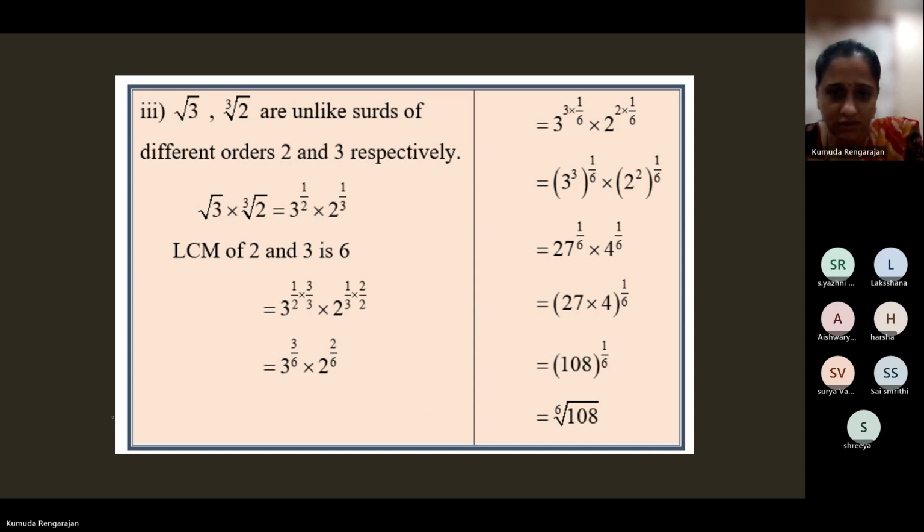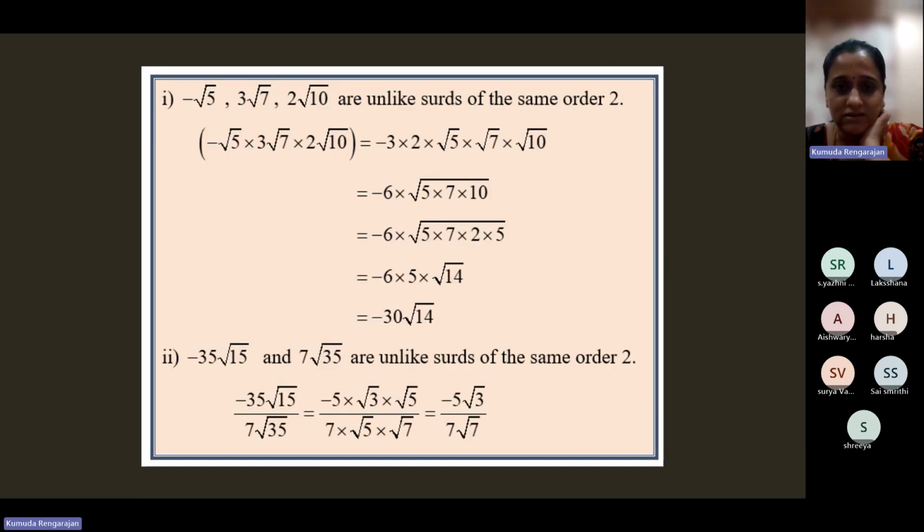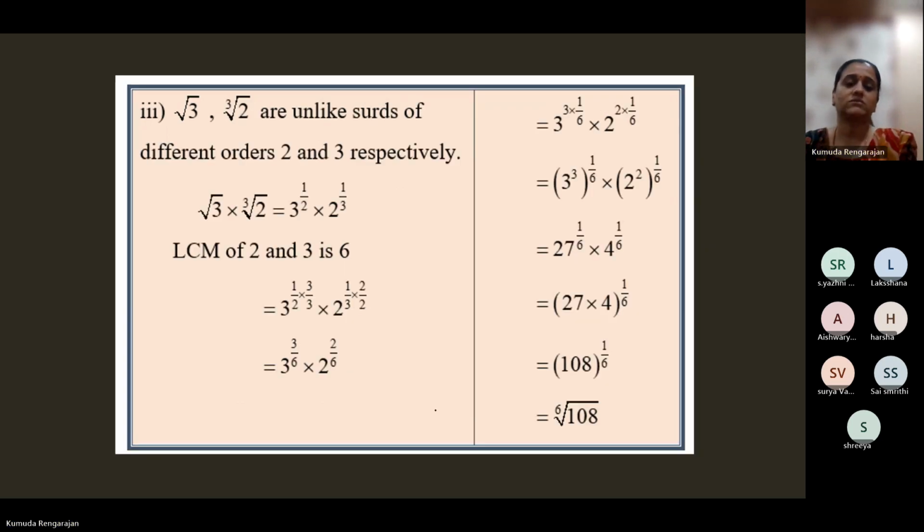This will just come a little later: how to multiply unlike surds of different orders. Here, this was multiplication and division of surds of the same order. If they have a different order, they're unlike surds of different order. Then how do you? I think we'll do it now.